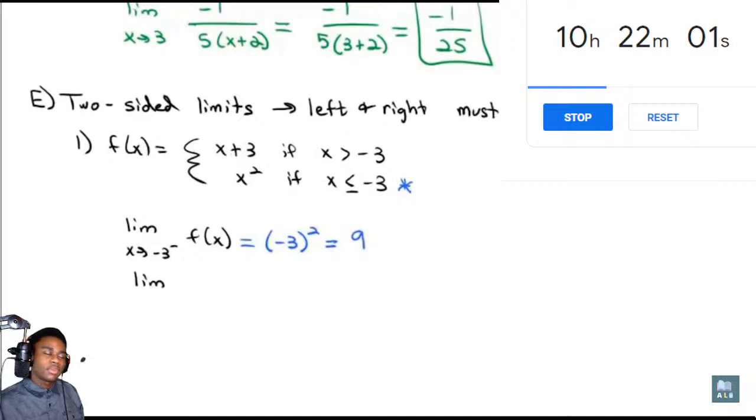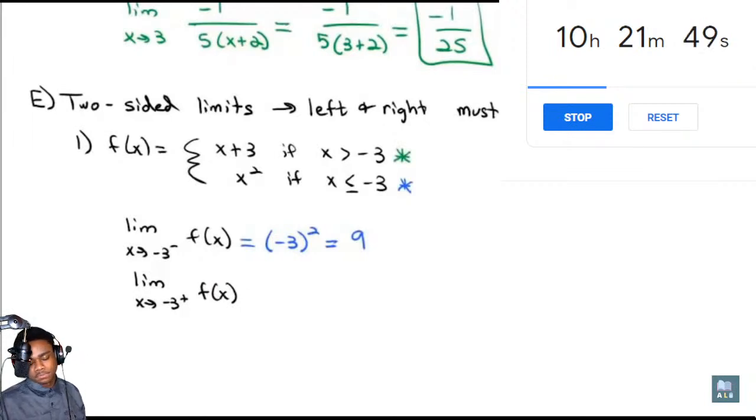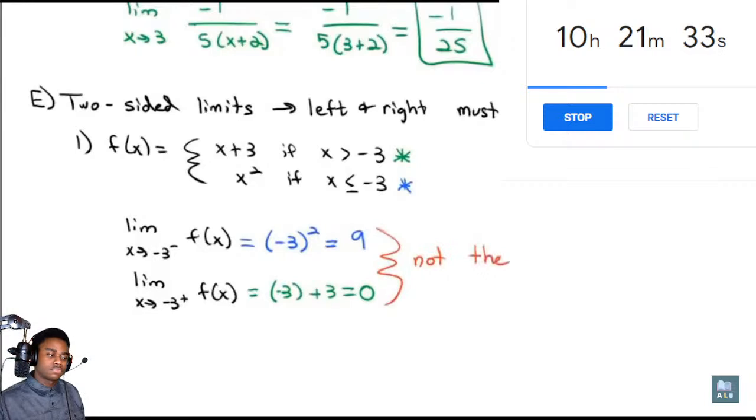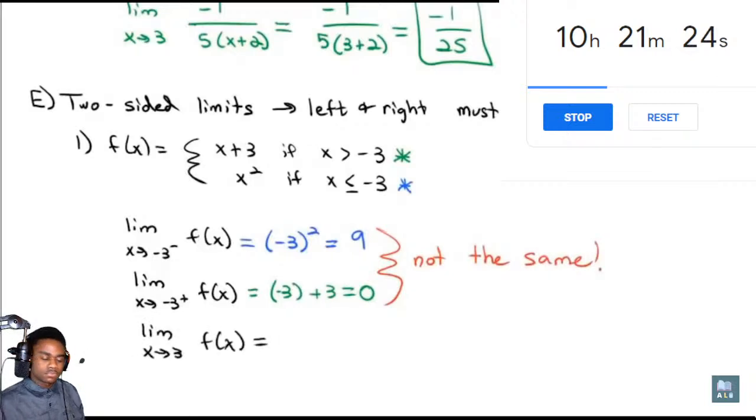Let's compare that with the limit as x approaches negative 3 from the right of f of x. Coming from the right, we're talking about bigger values, where x is greater than negative 3. So that's the x plus 3. Direct substitution: negative 3 plus 3 is equal to 0. And what you'll notice is those 2 limits are not the same. So what does that mean about the limit as x approaches negative 3 of f of x? Well, we know it does not exist.